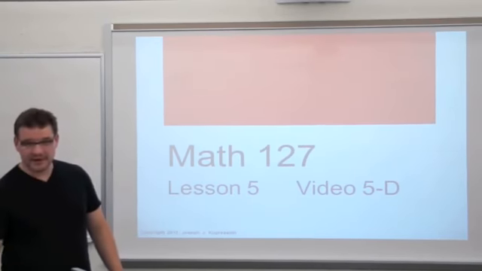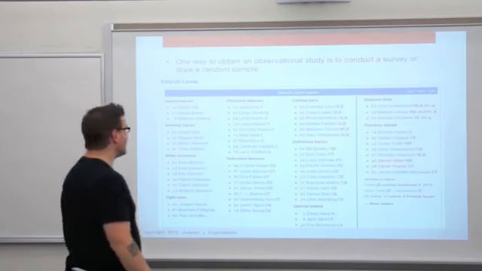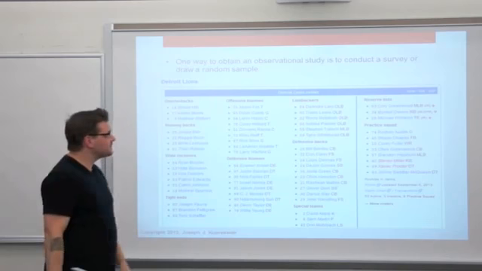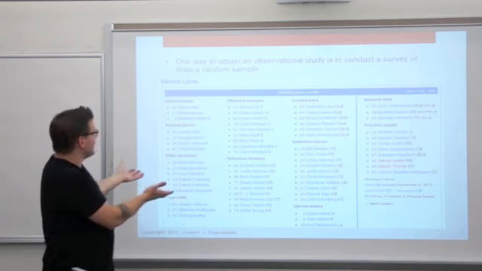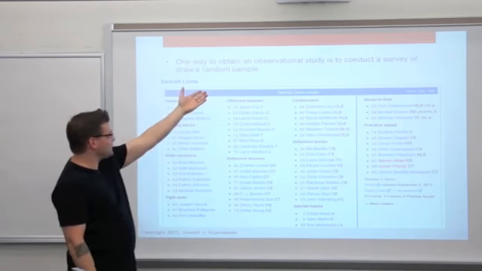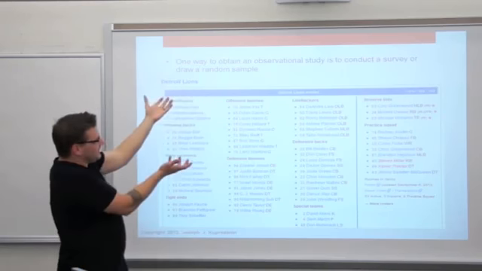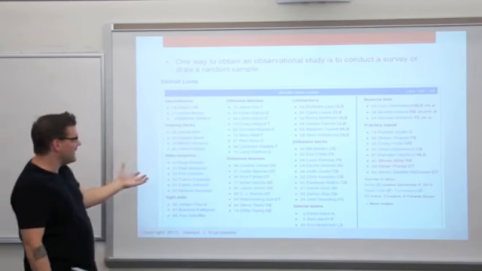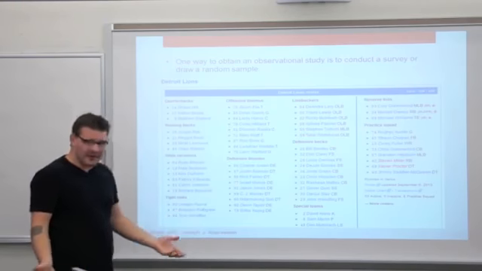Important concepts in this video. Very important concepts. We're going to move towards ways to collect a sample or to design a survey. And one way to obtain observational study data, the data that we're looking at now, is to conduct a survey or draw that random sample. I grabbed this off of Wikipedia.